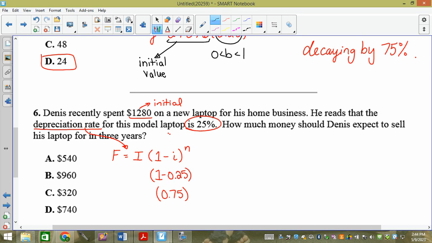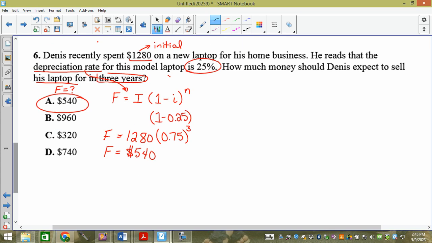How much money should Dennis expect to sell his laptop for in 3 years? So he wants to sell his laptop in 3 years. He wants his final amount. 3 years is here. He spent $1,280. Do I have to do anything here, or can I just type it into my calculator because it's all on the one side? You can just type it in. And your final amount is $540. Okay, then we're going to flip over.